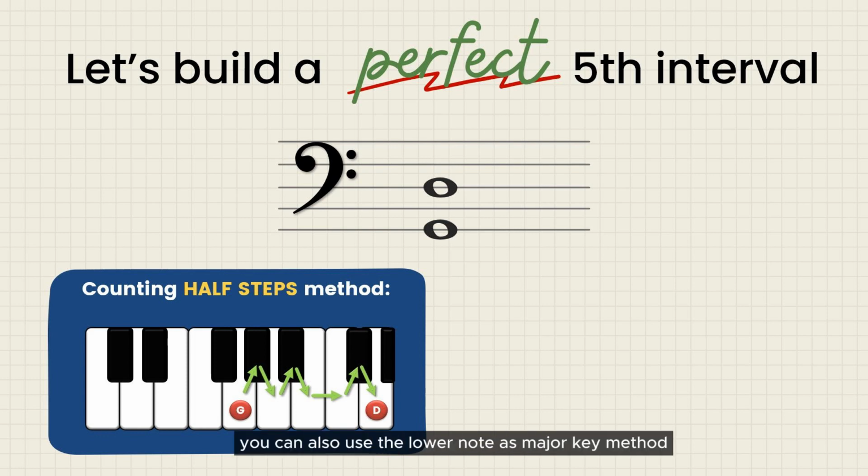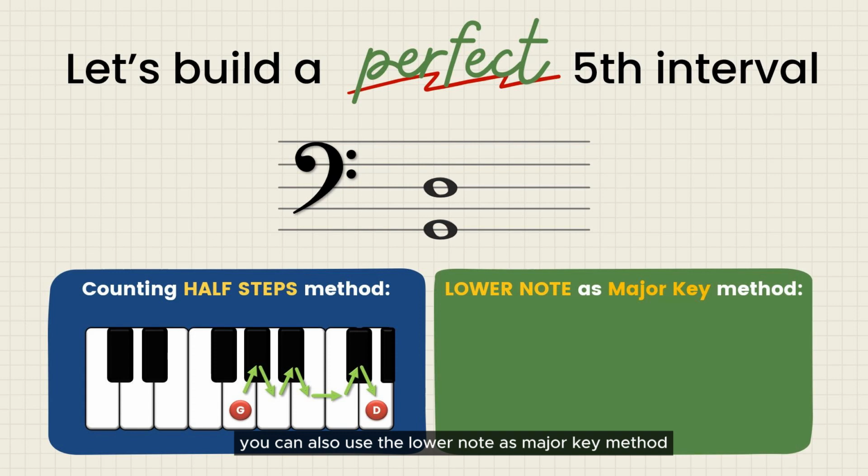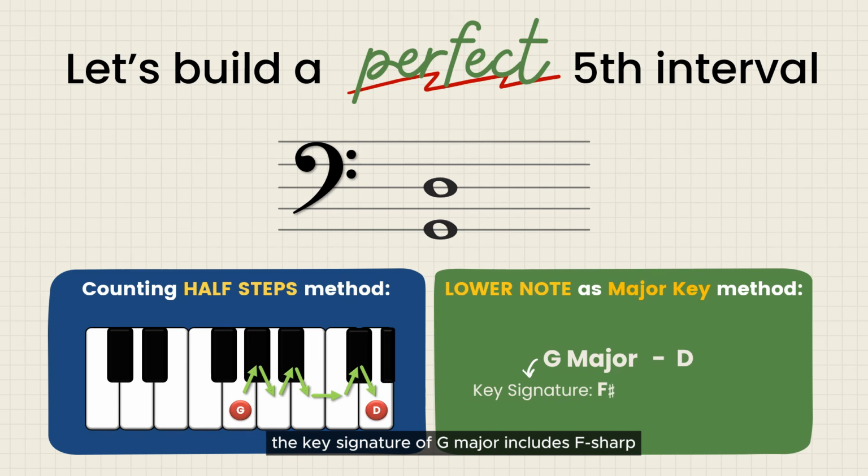Alternatively, you can also use the lower note as major key method. Treat the bottom note G as G major. The key signature of G major includes F sharp. And since D belongs to the G major scale, the interval between G and D is a perfect fifth.